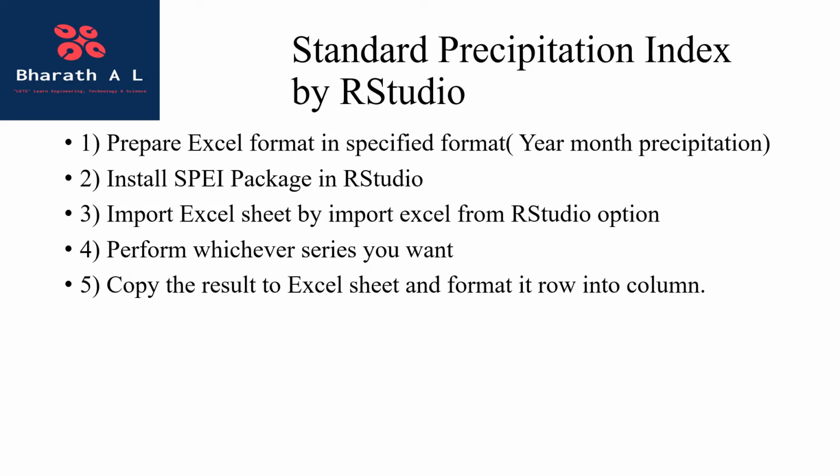If I am taking from 1981, so month 1, 2, 3, 4, 5, 6, 7, 8 till 12. So January to December, and precipitation, whatever the precipitation data you have, we have to mention over here. Install SPI packages in RStudio. And third one is import Excel sheet by import data set from RStudio option. Perform whichever series you want to perform, 1 month, 3 months, 6 months, 9 months, 12 months, whichever is convenient, and copy the result to Excel sheet and format it in a row.